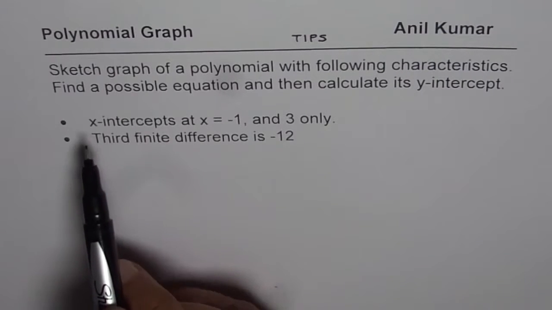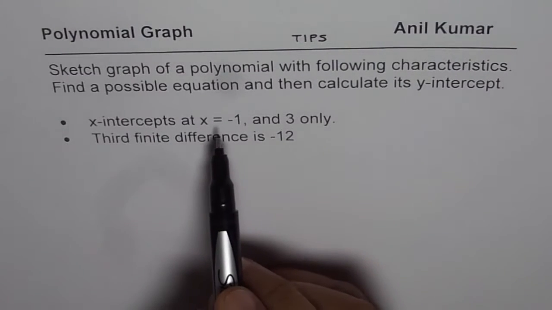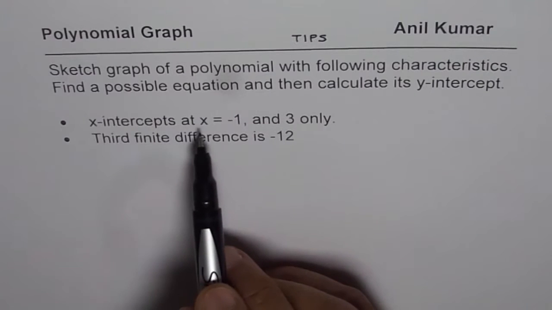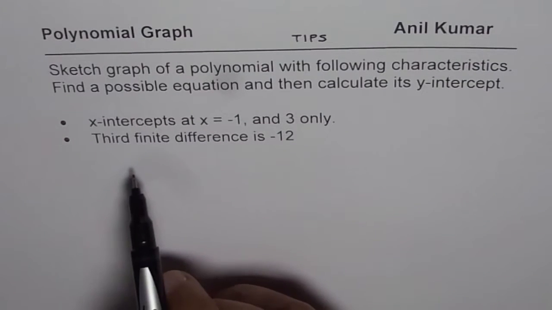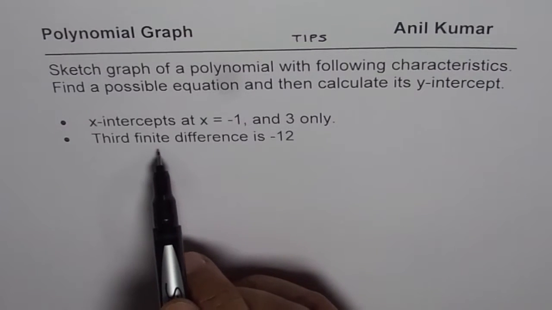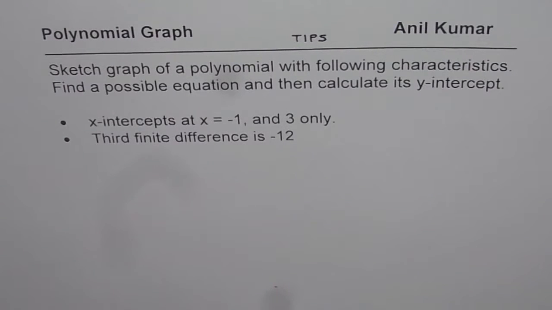Conditions here are, we are given two x-intercepts. X-intercepts at x equals -1 and 3 only, right? Just two x-intercepts, and we are given the third finite difference is -12. So that is what is given to us. Now you need to pause the video, answer the question, and then look into my suggestions.